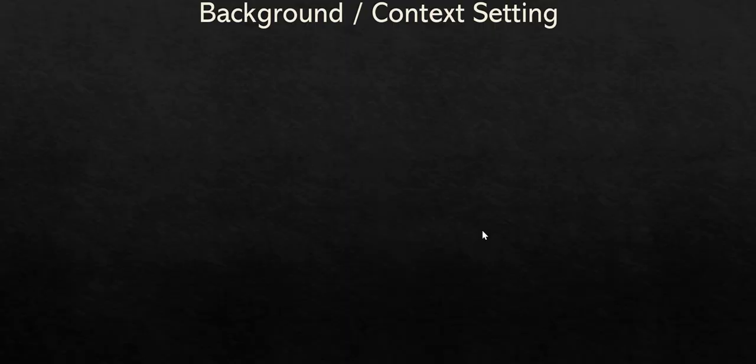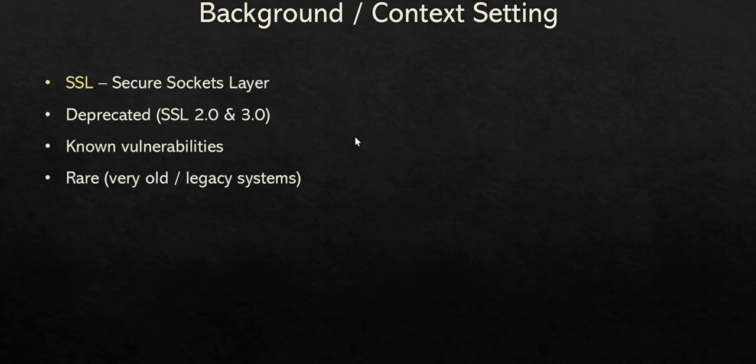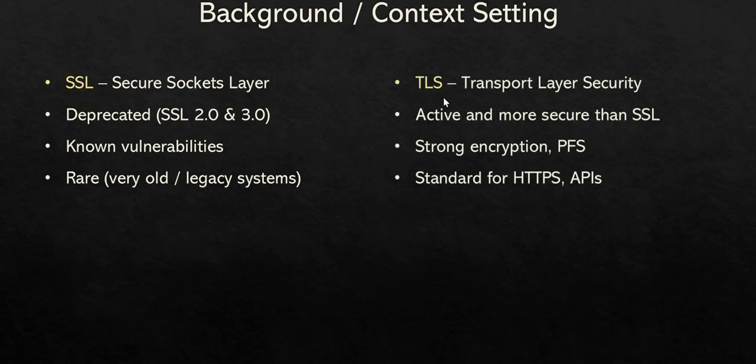coming up with. So, setting some background here, some context setting I'm doing. In the last session, we discussed SSL. What is SSL? Secure Socket Layer. It's deprecated. There were two versions, SSL 2.0 and 3.0. There are known vulnerabilities because of which SSL is now completely deprecated. Very legacy and very old systems might still be using it, but it is always recommended that we move to the latest one, which is TLS.